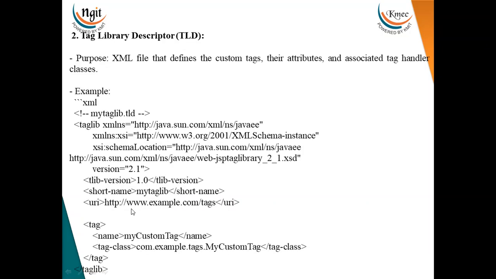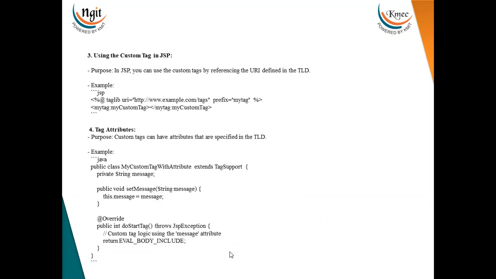Okay, and tag library descriptors: the purpose of this is an XML file which defines the custom tags, their attributes and associated tag handler classes. Here we are writing XML files. If you see, here we are writing what these tags are, what their attributes are, what the custom tags are, how they are associated, and how tag handling will run. See, the tag name is myCustomTag, the class is com.example.tags.MyCustomTag, the class in which we have defined the implementation of this tag. Here we are including it under the tag library.